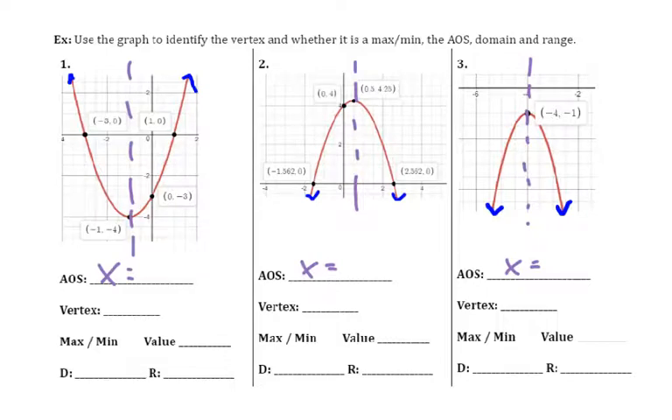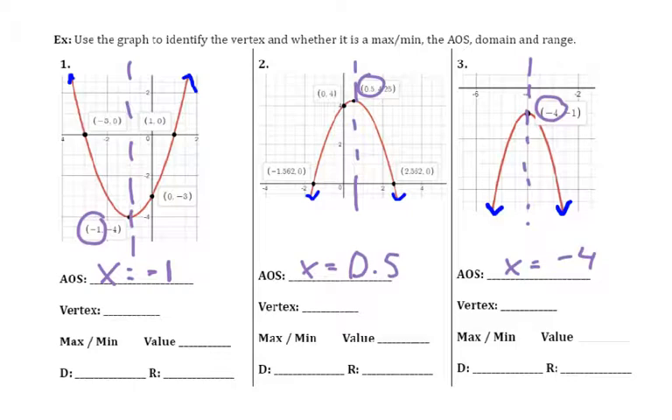So looking at this first graph, the x value along this dotted purple line here is -1. Looking at number 2, the x value along this dotted purple line is 0.5. And looking at number 3, the x value along this dotted line here is -4. So stop, make sure you understand the x value of the vertex is the line that gives you your axis of symmetry.